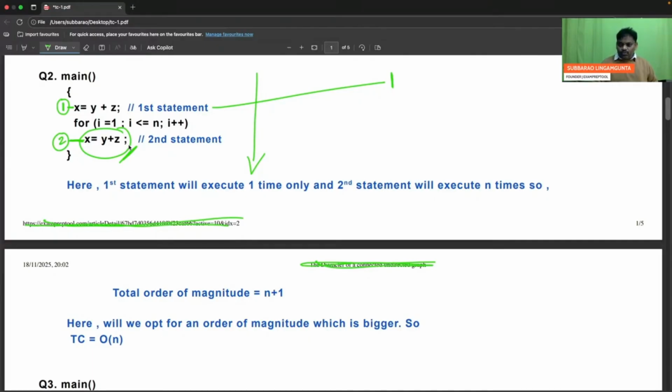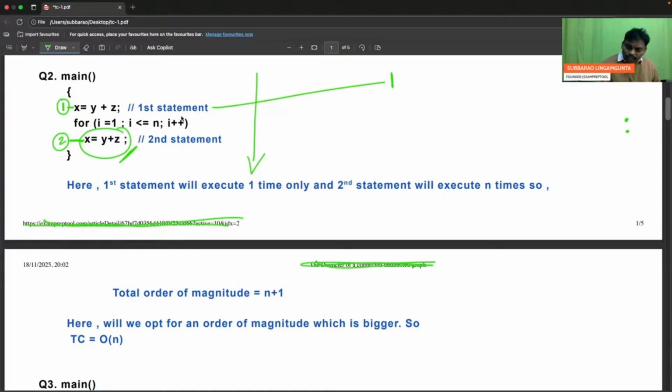Language to language, only syntax will differ. In the case of the Python language, for is there, and lastly you will keep the colon. In the for loop, inside you are keeping semicolons. In Python language, you may keep commas. Only syntax will differ.